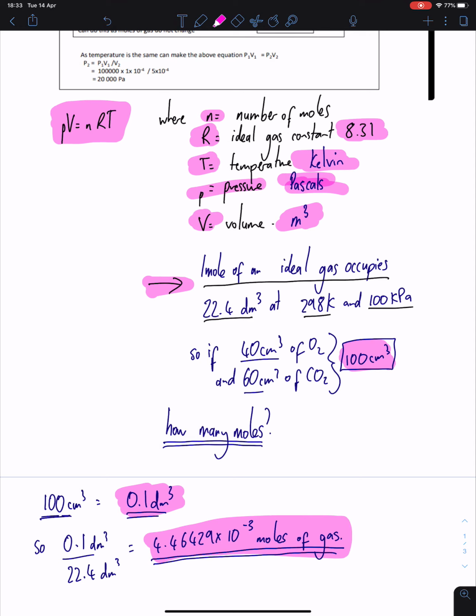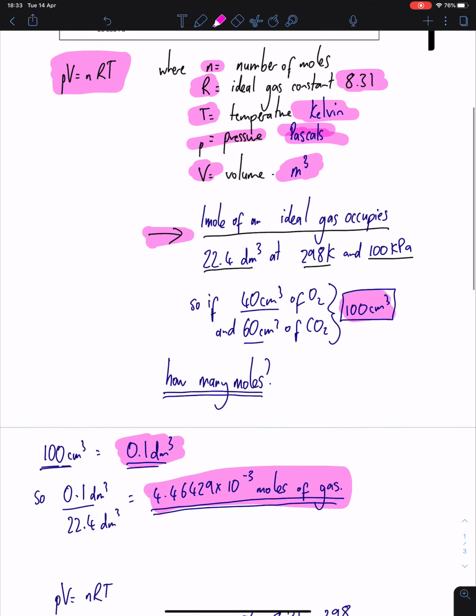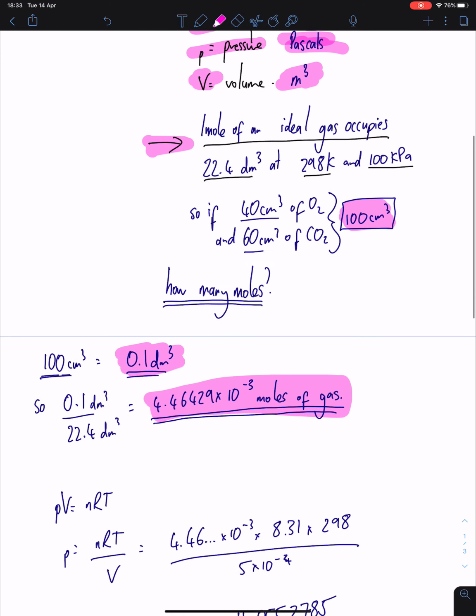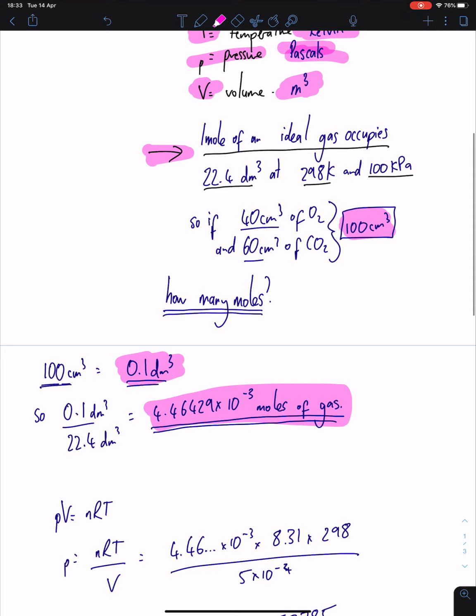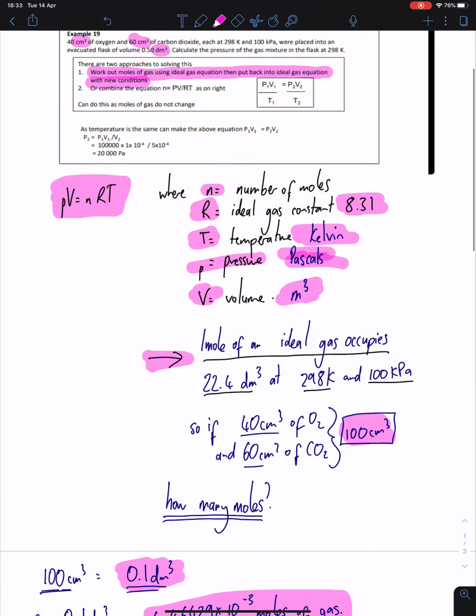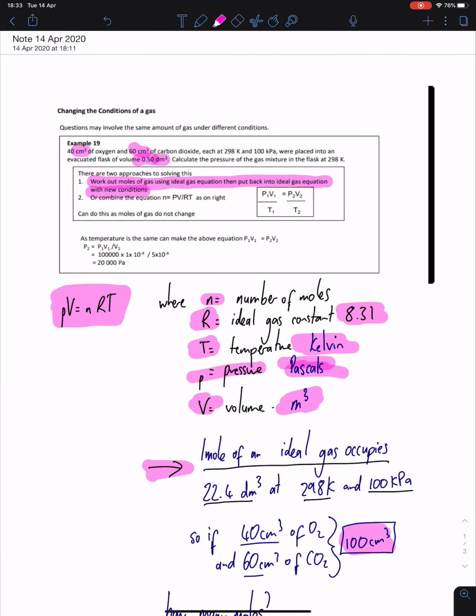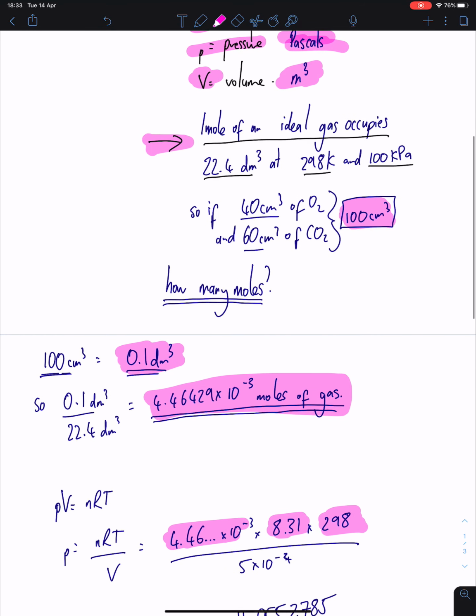Once we know that, we can then just use the ideal gas equation, PV equals nRT, rearrange it to get pressure, so pressure equals nRT divided by volume, and put all of the information in: the number of moles that we calculated, the ideal gas constant 8.31, the temperature 298 Kelvin, and then the new volume of the container that the gases were put into. That was given to us back up at the top of the question as 0.50 cubic decimeters, and we need to convert that to cubic meters, so that's 5 times 10 to the minus 4 cubic meters.